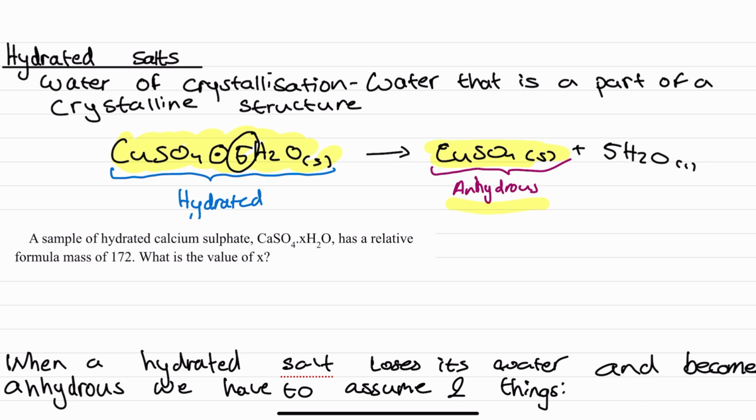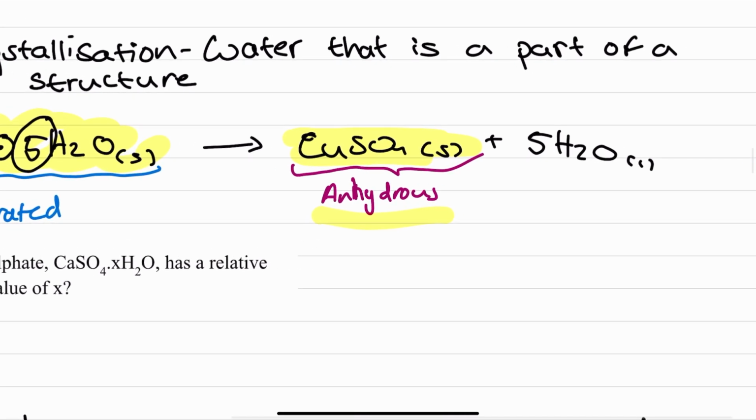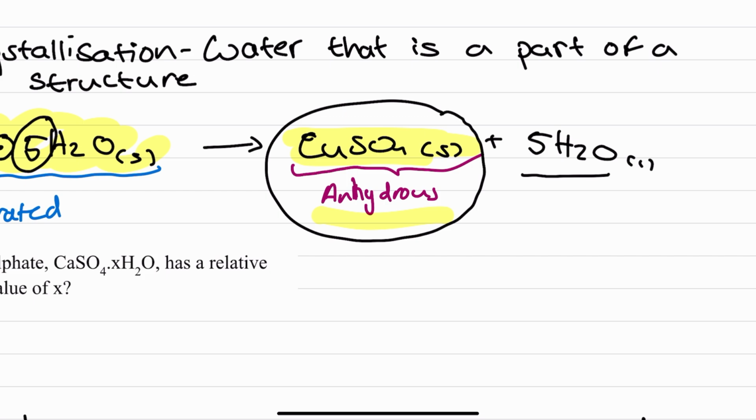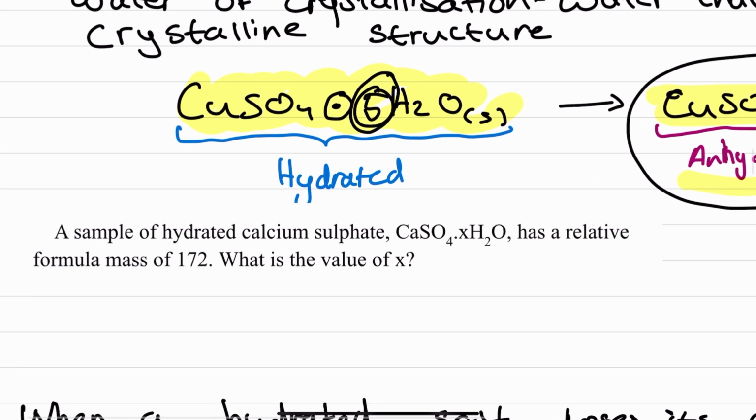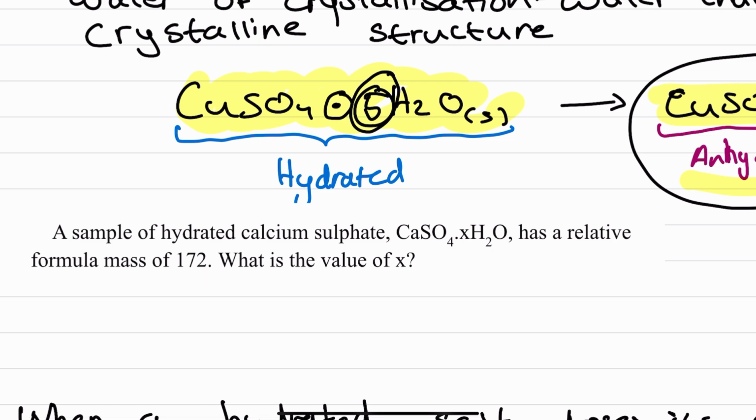Now, on the right hand side, you can see the anhydrous form of that compound. The anhydrous form shows that the 5 water molecules are no longer a part of this compound's crystalline structure. Now, the questions for hydrated salts are usually, what is the molecular formula of so-and-so molecule, or what is the value of X, where X is this big number. Now, a question can be seen here, and we shall do it together.